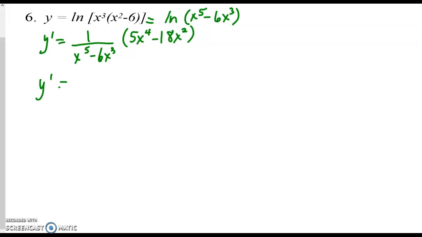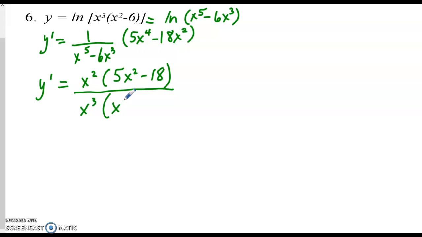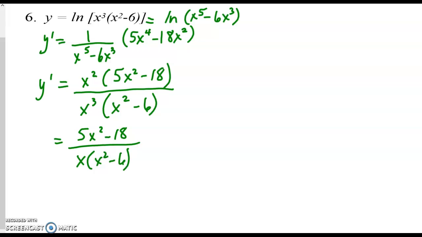Okay, let's see if this can be reduced at all. In the numerator, we're going to have just 1 times this. I'm going to factor out a common factor of x squared, so I'll be left with 5x squared minus 18. And in the denominator, I see I've got a common x cubed, which would leave me with x squared minus 6. Okay, we can reduce some x's here, and our final answer will be 5x squared minus 18 all over x times x squared minus 6.